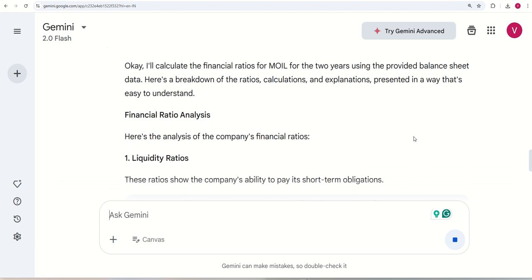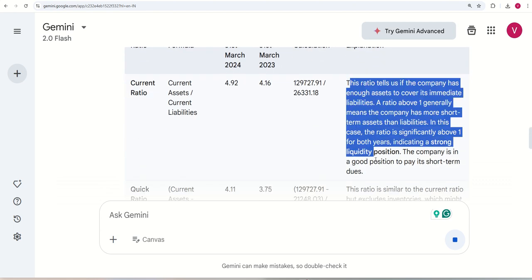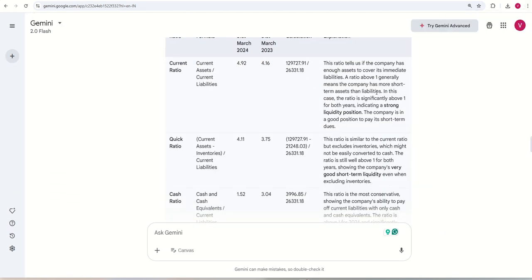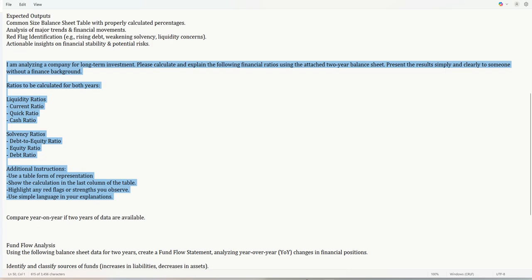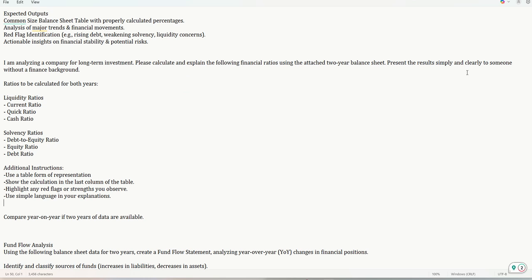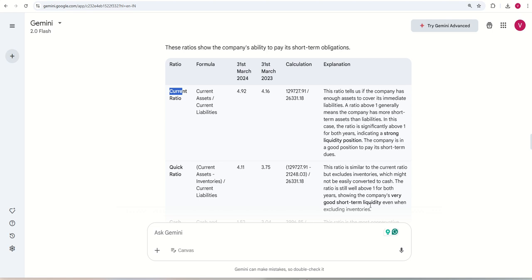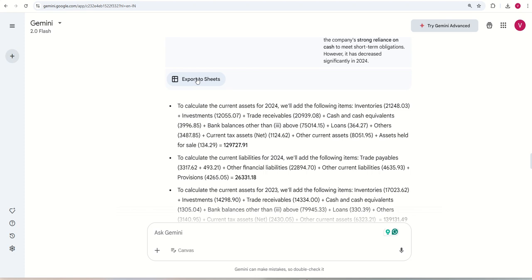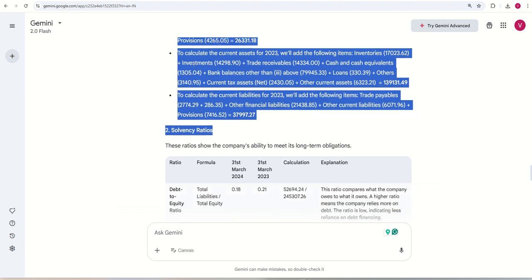You may get a slightly different format. For example, it is trying to explain what the current ratio is, those academic things. Because we told it, right? Please keep your explanation such that somebody without a finance background can follow. So Gemini is explaining what the current ratio is, what the quick ratio is, and so on. You even have the option to export it to Sheets, and here it is showing you the calculation, how it arrived at those numbers.